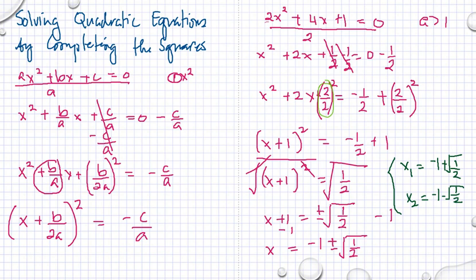Okay, I'm going to give more examples. Here is another example. We have x squared plus 4x plus 1 is equal to 0.